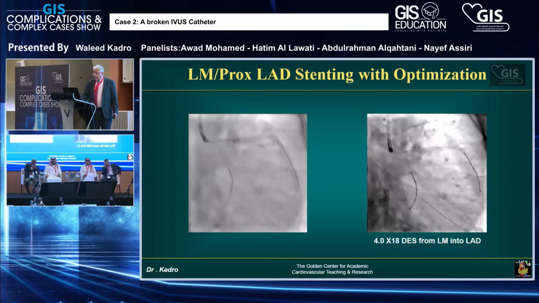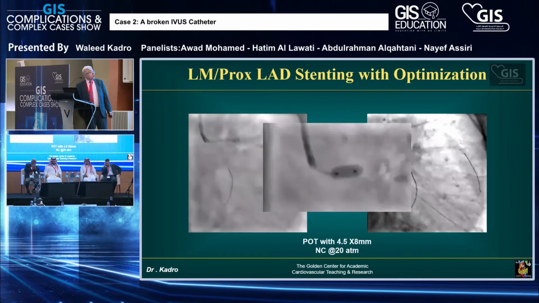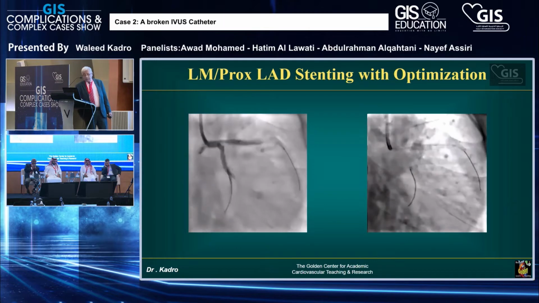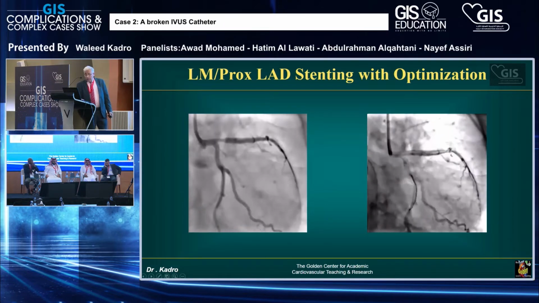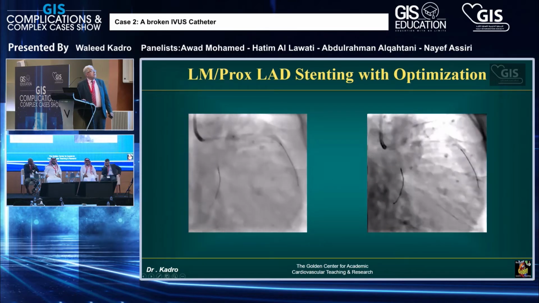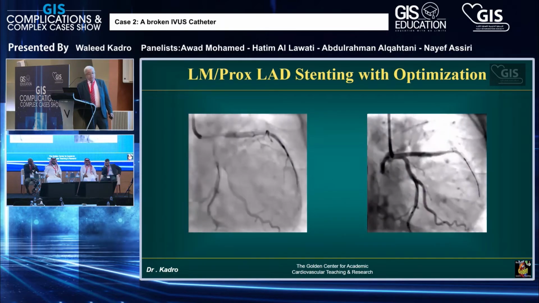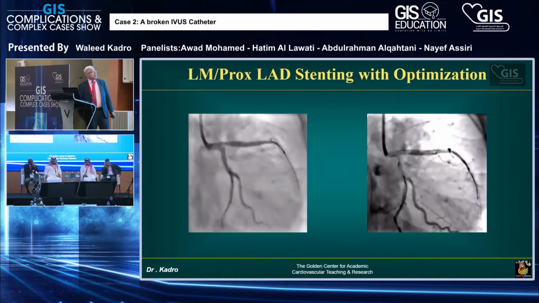Then we put the other stent from the left main to the proximal LAD with a little bit of overlap, and this stent was 4 millimeter by 18. And we also did POT, post-dilation in the left main. And you see this is the difference. This is before we put the first stent, and this is after the stenting, and it did show a reasonable result.